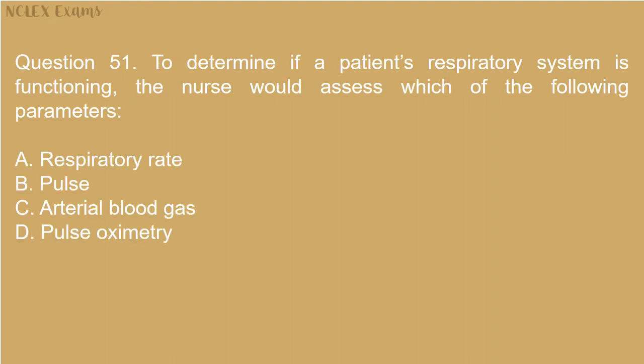Question 51. To determine if a patient's respiratory system is functioning, the nurse would assess which of the following parameters: A. Respiratory rate. B. Pulse. C. Arterial blood gas. D. Pulse oximetry.